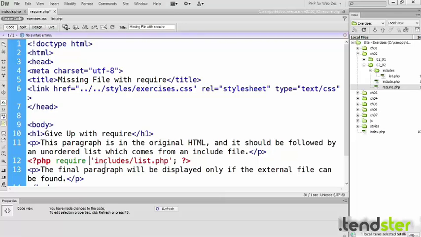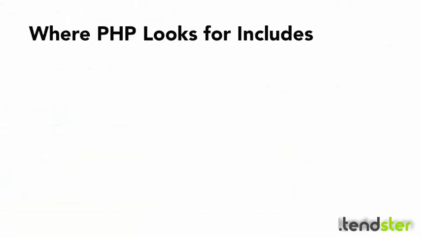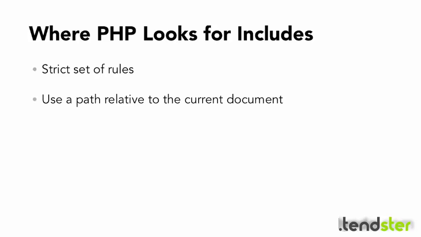The other important thing to notice here is I've used a path relative to the current document to indicate the location of the include file. This is very important. It's all to do with where PHP looks for external files. PHP looks for external files in several places following a strict order of precedence. The rules can be difficult to remember, but you won't go wrong if you follow these basic principles. Use a path that's relative to the current document. Document relative paths always begin with just a file or folder name, or if you need to go up a level, they begin with ..